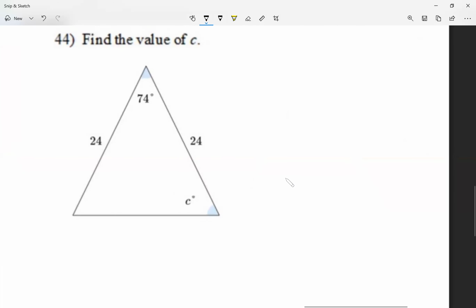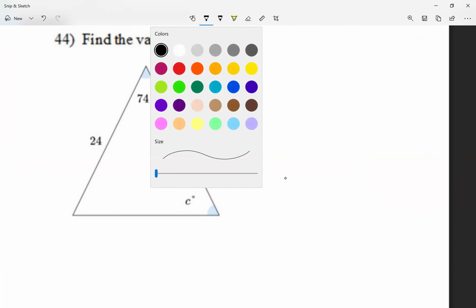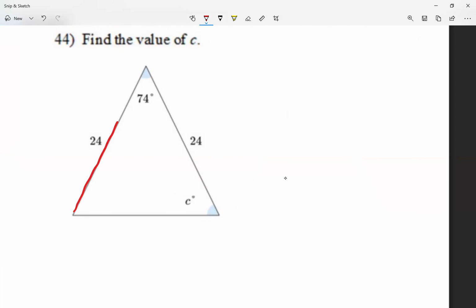So here, for number 44, find the value of C. Okay. But I see that two sides are equal. Let me highlight it in red. I see this side is 24 and 24 goes with this angle. And I see this side is 24 and this 24 goes with this angle, right? I color in red and blue so we can see where I got those markings from. But because those two sides are equal, those two angles here at the bottom are equal.